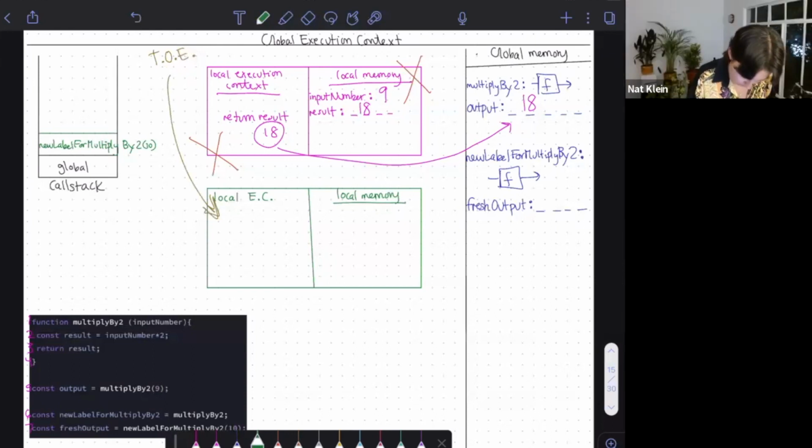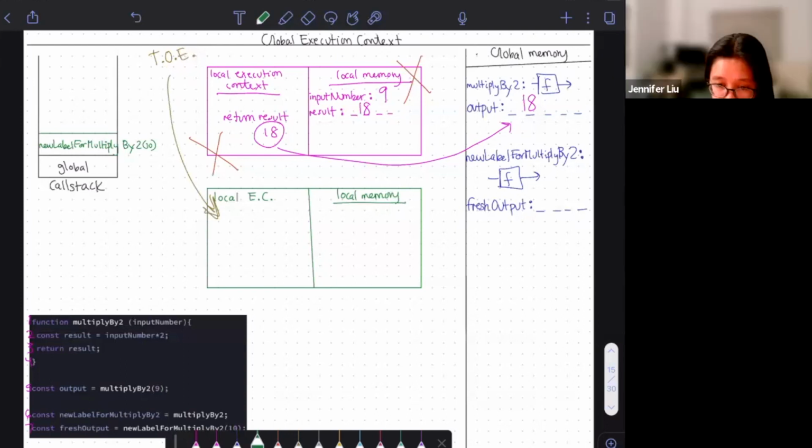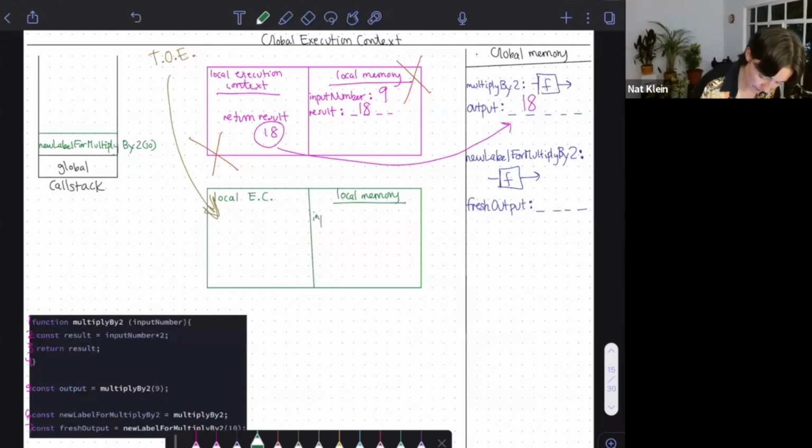In this case, what are those? What's the parameter? What's the argument? So the argument is 10, and the parameter would be, is it input number? It is input number.